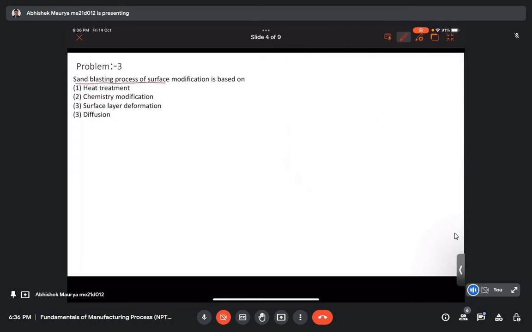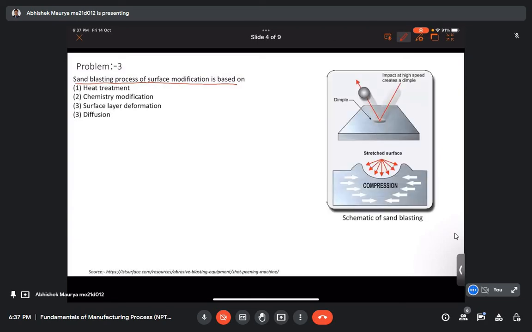Sandblasting process of surface modification is based on. So we have learned many kinds of processes where we want to improve the surface property of our component, and one of the processes that we have learned is called sandblasting. Grit blasting or shot peening is also used, so all are similar kinds of processes.